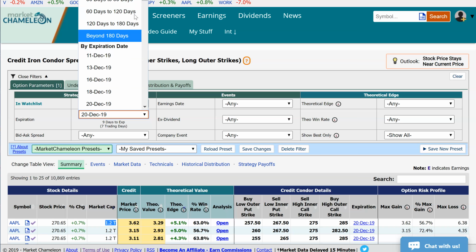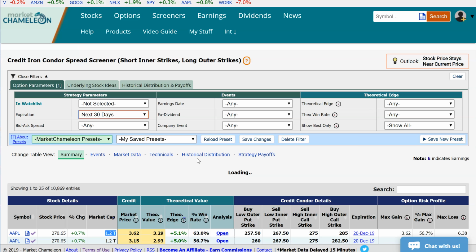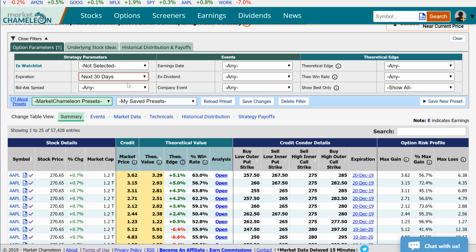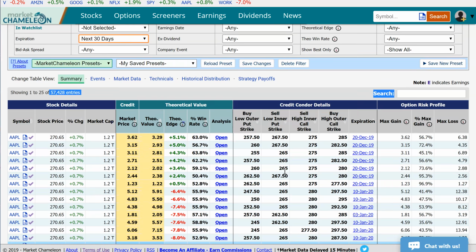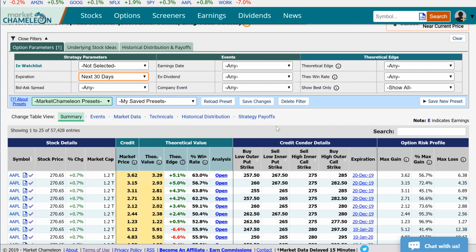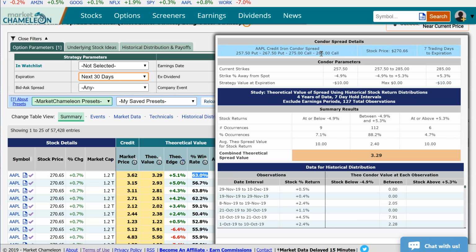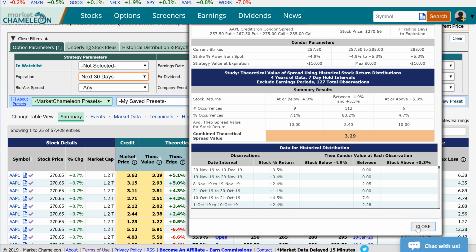But let's even expand that and look for any expiration that expires within the next 30 days. So you can see now I have 57,428 different Iron Condors to analyze in here. The first thing I want to do is narrow down based on the edge number and the historical win rate. And we've done this before. You can look at videos on how this works, and the analysis is in here if you open it up.